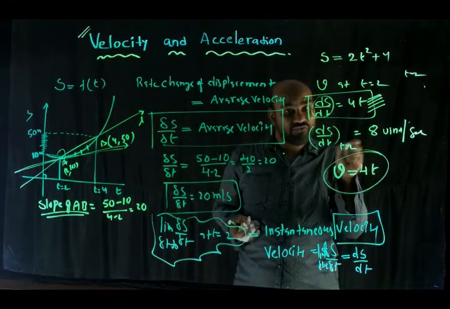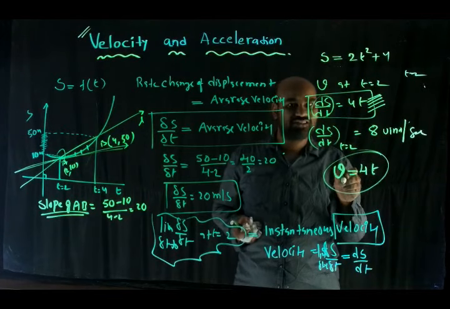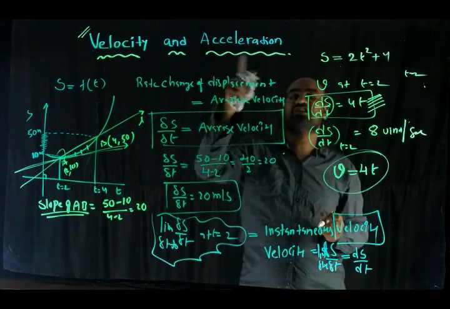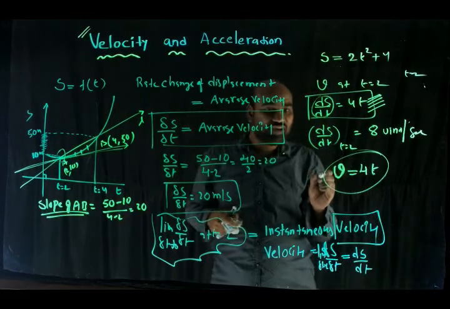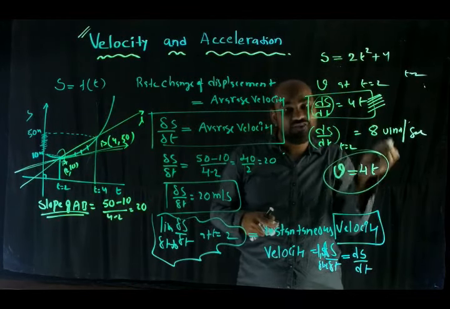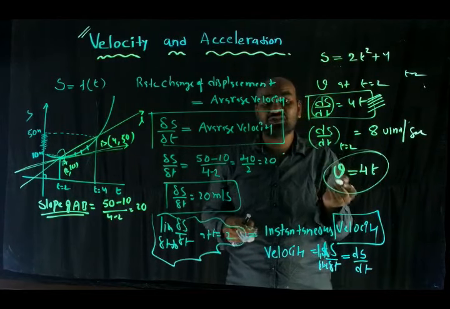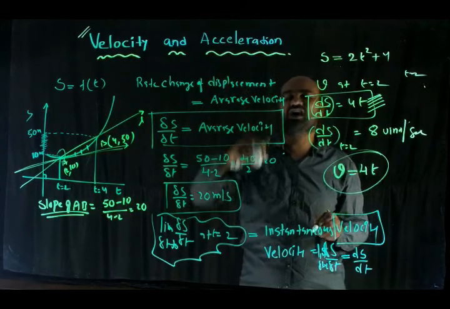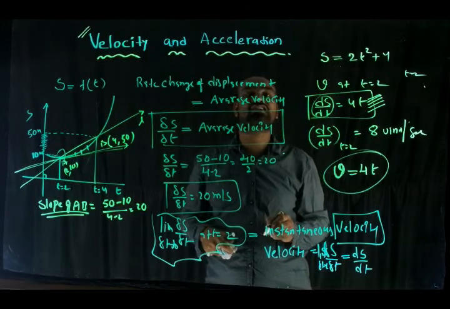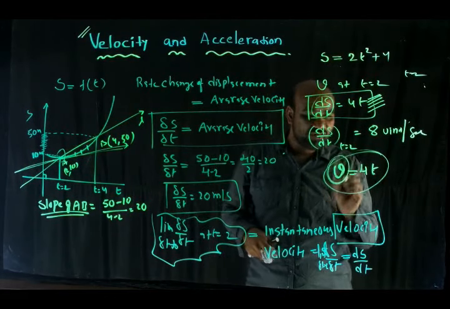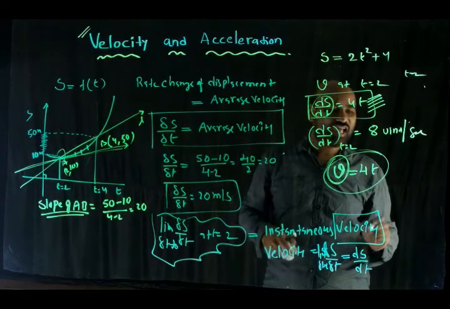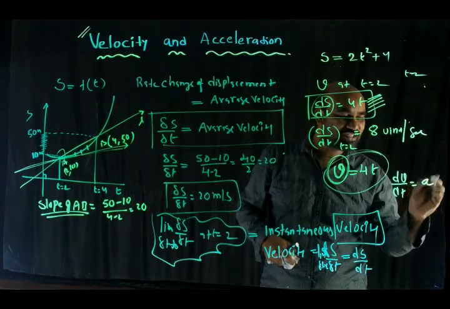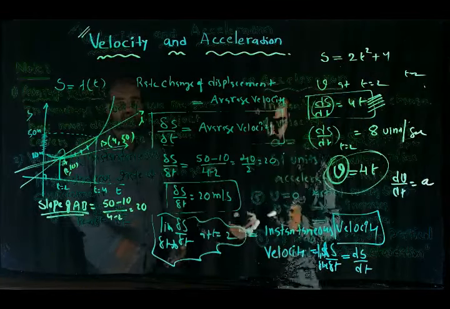So the rate of change of v with respect to time is called average acceleration. Sometimes you want to find the instantaneous rate of change of velocity. Instantaneous rate of change of velocity is called instantaneous acceleration, or simply acceleration. Therefore, the derivative of this with respect to time, dv by dt, is nothing but acceleration and is denoted by a.